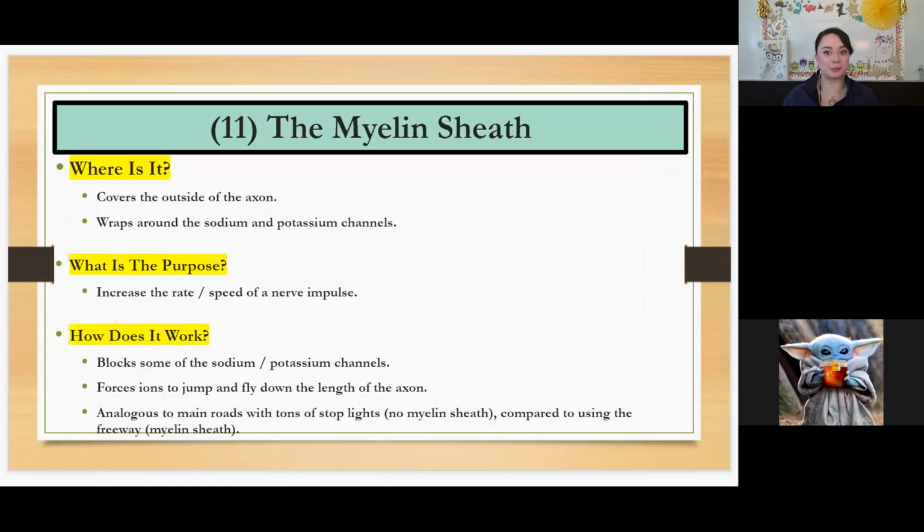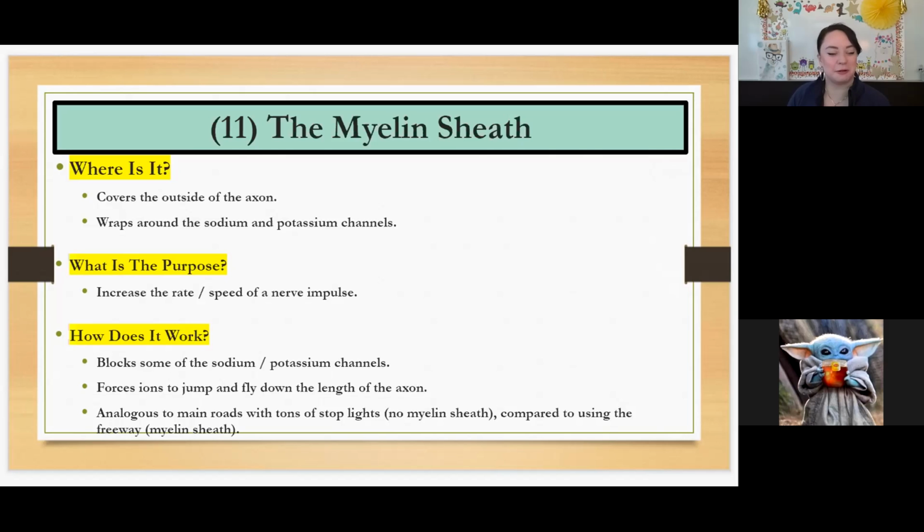So the last little nugget we have to cover here is the myelin sheath. So on Monday, I said that the myelin sheath covers the axon, and it helps increase the rate of messages being sent or speeds them up. Well, that's because the myelin sheath actually covers or wraps around some of the sodium and potassium channels. So I always compare an axon with a myelin sheath to a freeway versus an axon without a myelin sheath, like main roads and side roads.